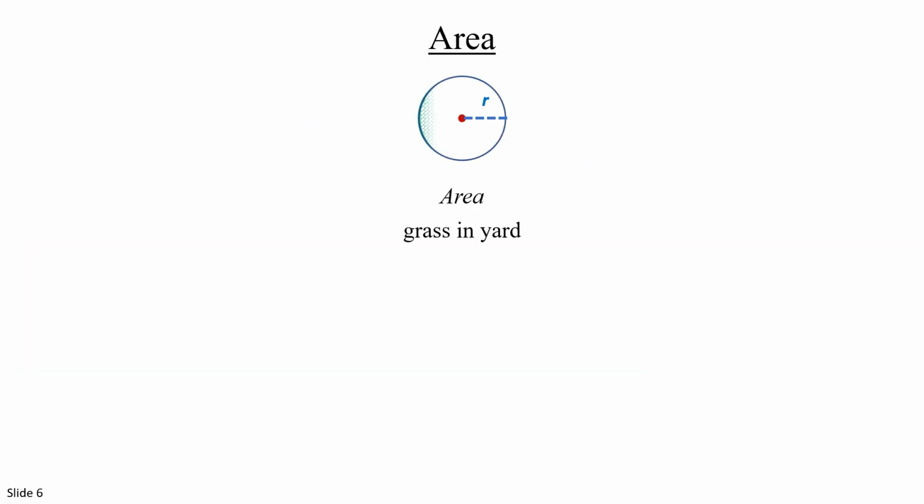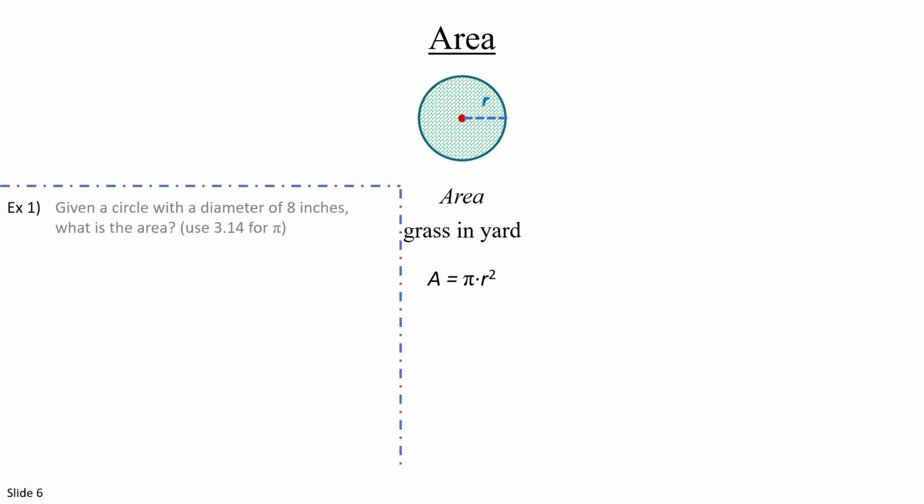Area of a circle. Area is the grass in the yard. And the formula is pi r squared. In other words, pi times radius squared, or pi times radius times radius. So given a circle of diameter of 8 inches, what is the area?